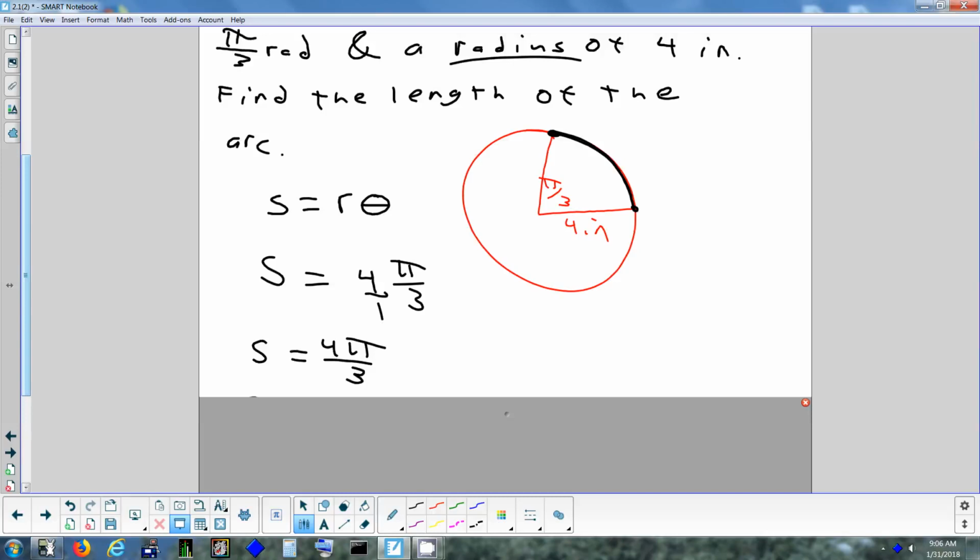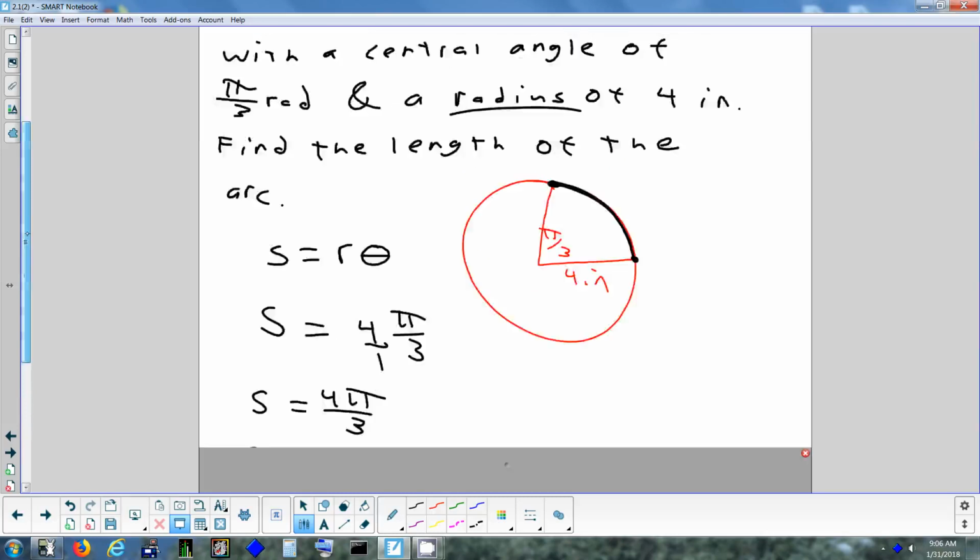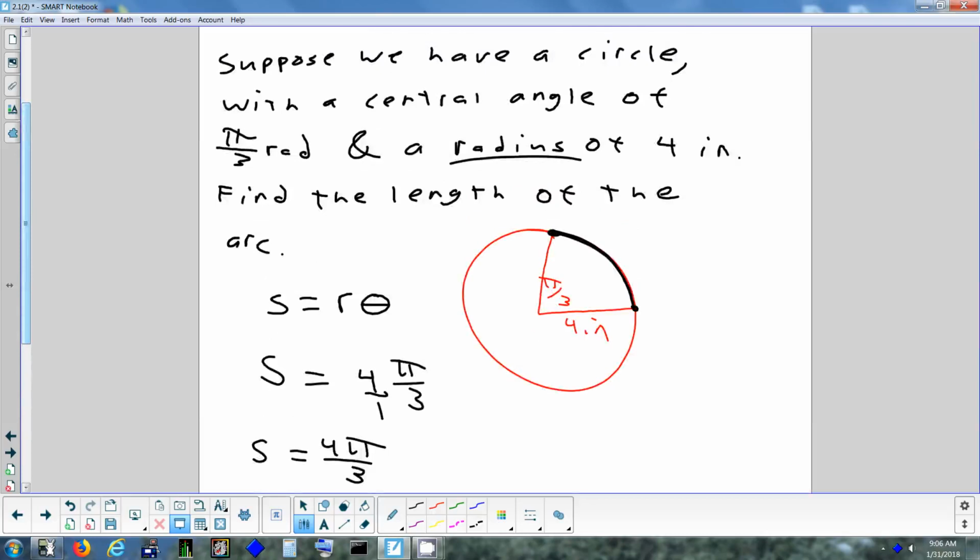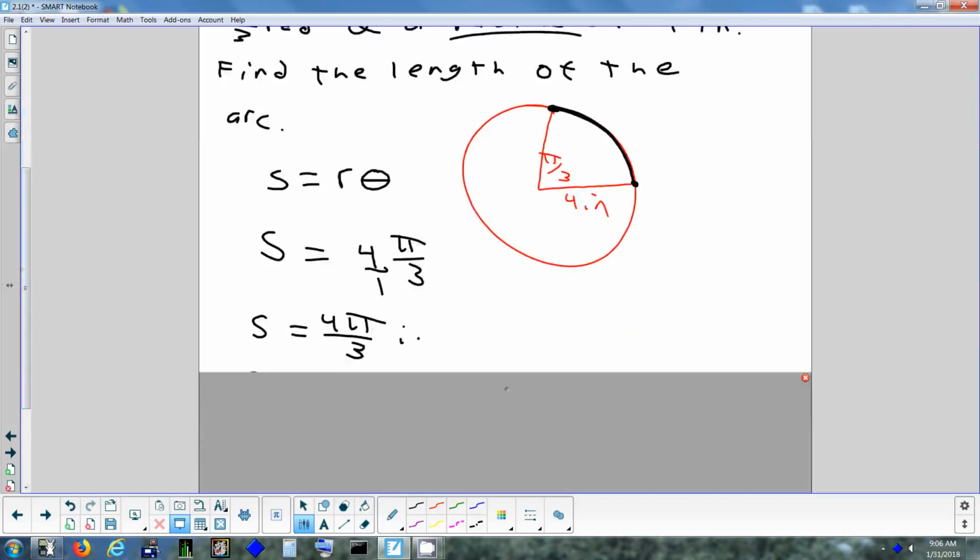And we have to put the right label on this. We just found S. S is arc length. In this problem, what were my lengths measured in? What unit? Inches. Okay. All length measurements in this problem were inches. So that is 4 pi over 3 inches.